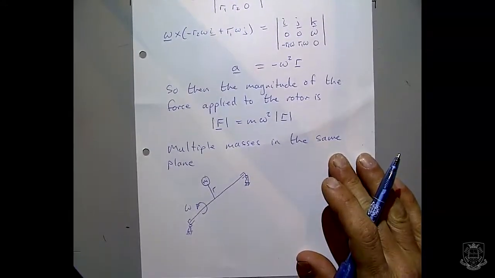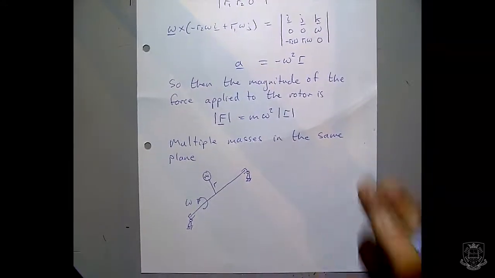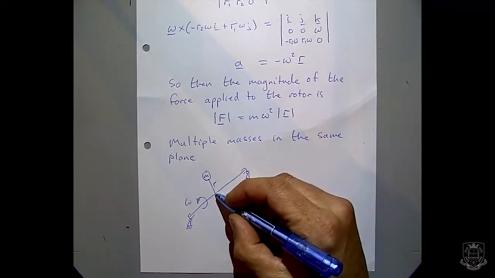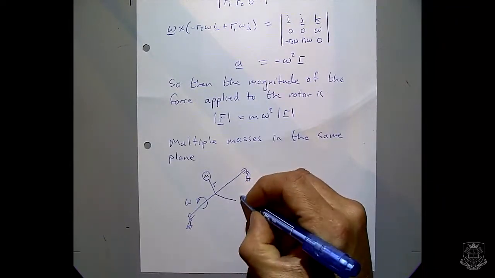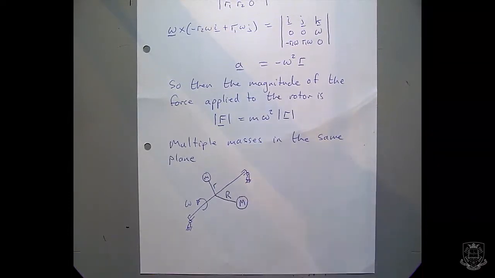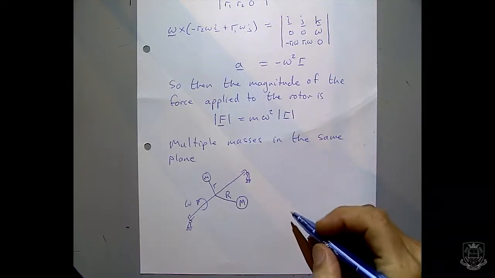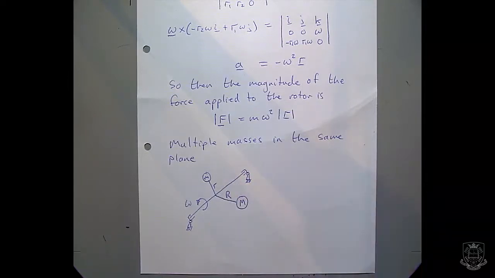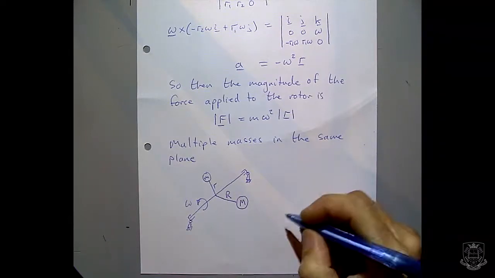So, if we've got this is our previous situation, and then in the same plane we may have another mass, which I'll call capital M, distance capital R from the shaft. So these are both in the same plane. In the really simple case, if we made them have the same angle, so they were directly opposite each other.